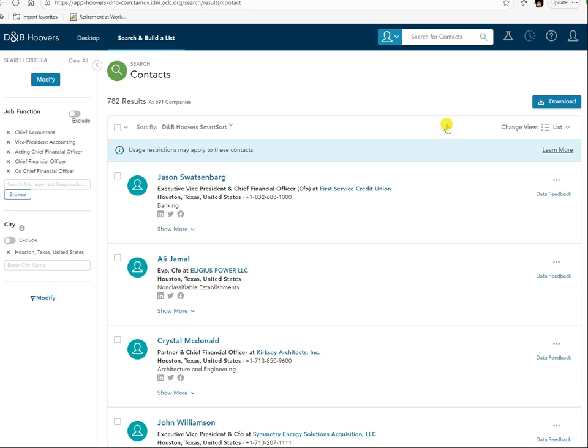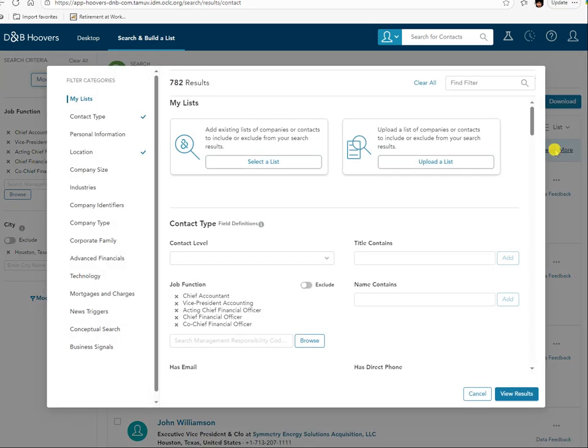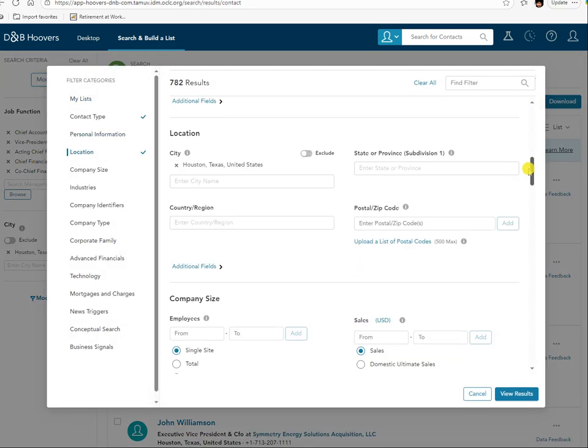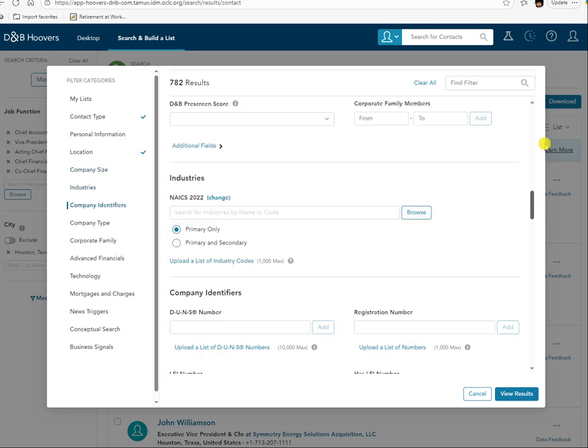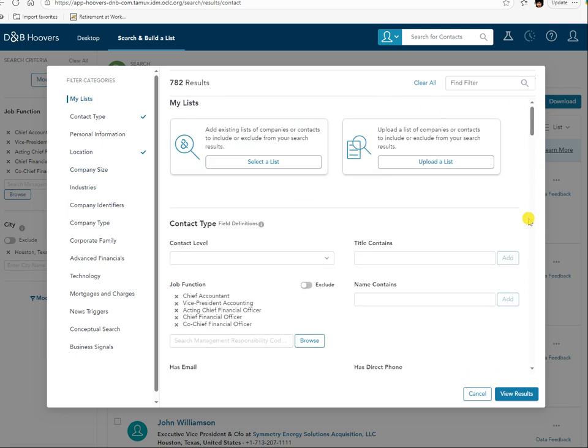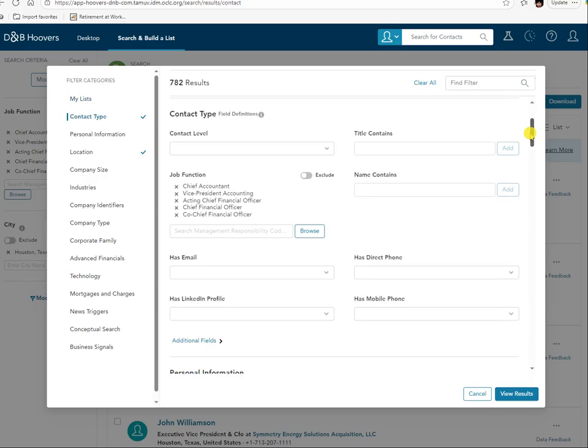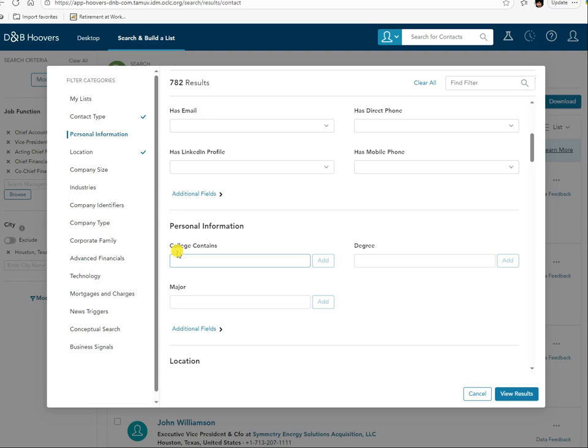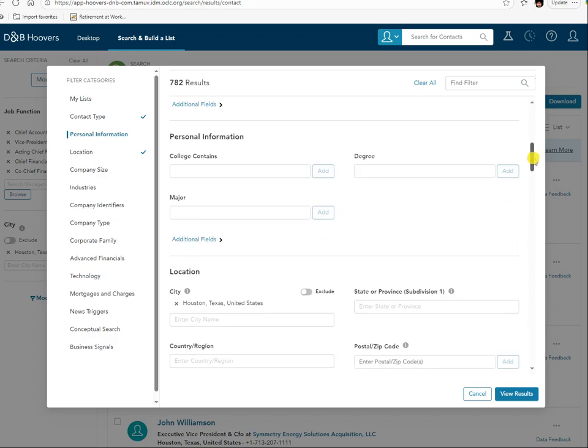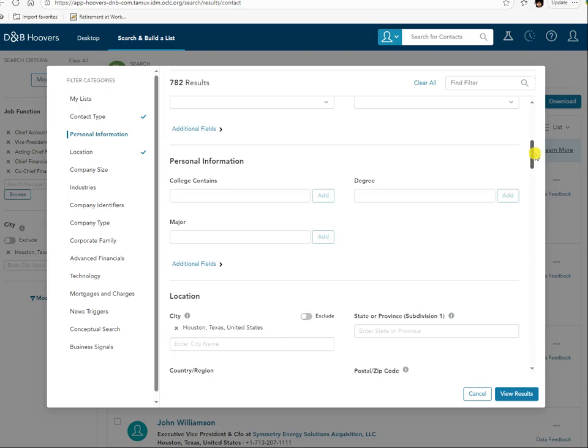So if you want to talk to certain alumni, you can always refine with personal information. You can add a college where they graduated from, degrees, majors, although the information is not that complete, but still useful.